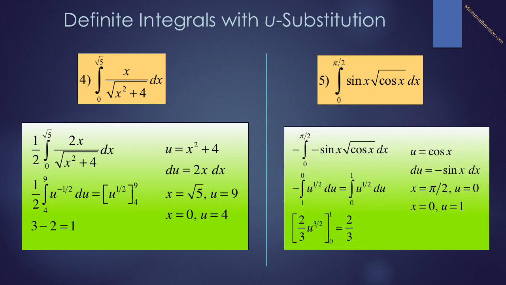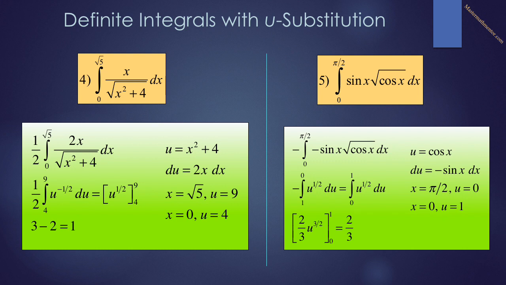Number 5 was our example problem, the integral from 0 to pi over 2 of sine x square root of cosine x dx. We let u equal cosine x and du is equal to negative sine of x dx. So we need a negative on the inside and a negative on the outside, becoming negative the integral from 0 to pi over 2 of negative sine x square root of cosine x dx. Changing to u's, we get negative integral of u to the 1/2 du.